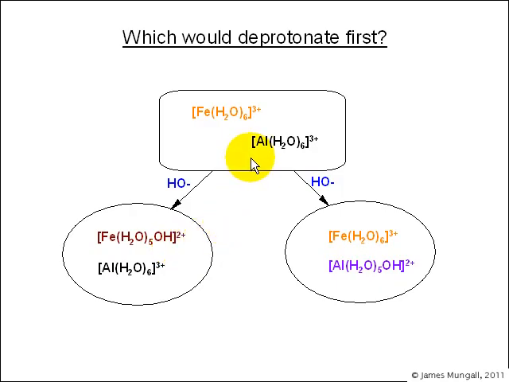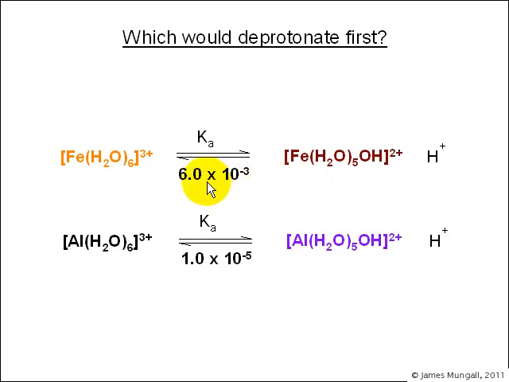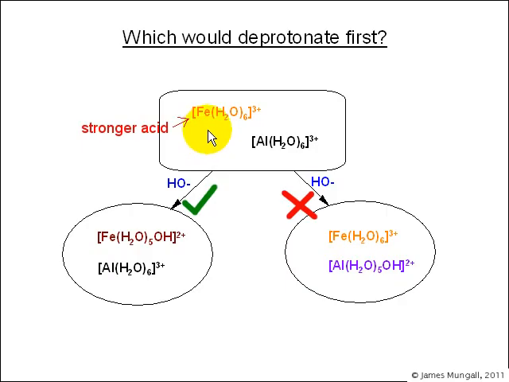Now an inorganic example with two complex ions, Fe(H2O)6 3+ and Al(H2O)6 3+. And we want to work out which of these would be deprotonated first by hydroxide ions. To do this, we need to know which is the stronger acid, because the stronger acid is going to react first with a base. So the Ka value for the Fe3+ ion is 6 × 10⁻³, and that for the Al3+ is 1 × 10⁻⁵. Therefore, the Ka value for the Fe3+ is larger. This equilibrium would lie more to the right-hand side, and this is the stronger acid. So the stronger acid is going to react with the hydroxide ions first, which is the Fe3+ complex.